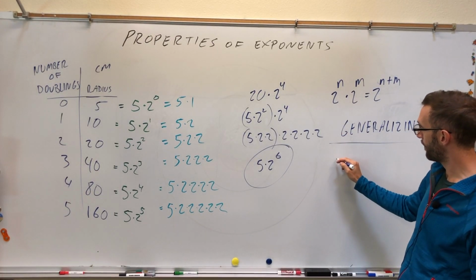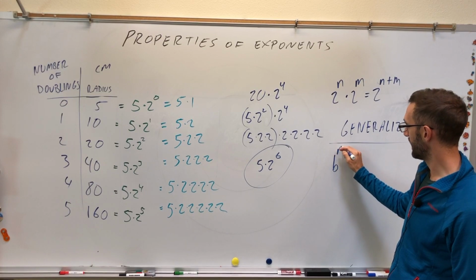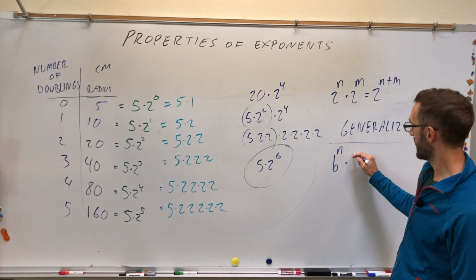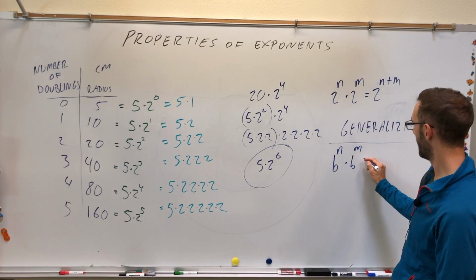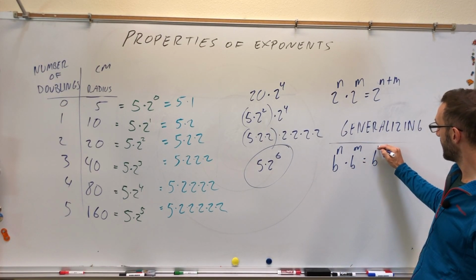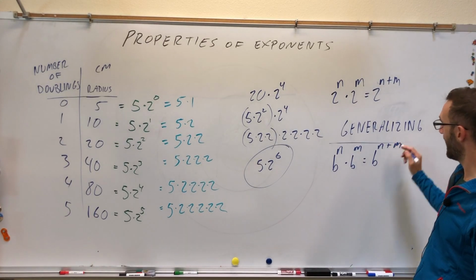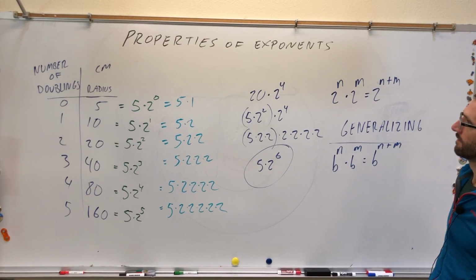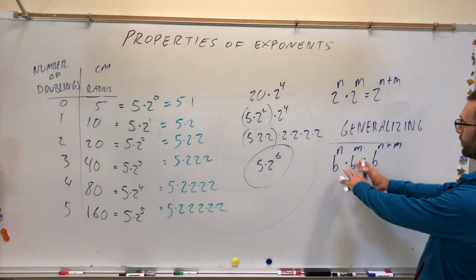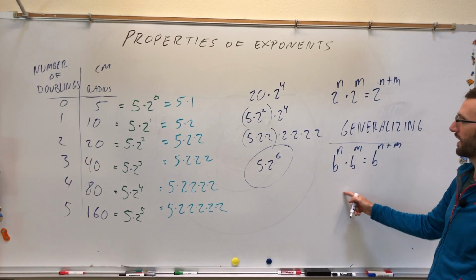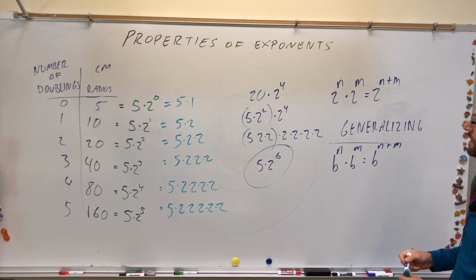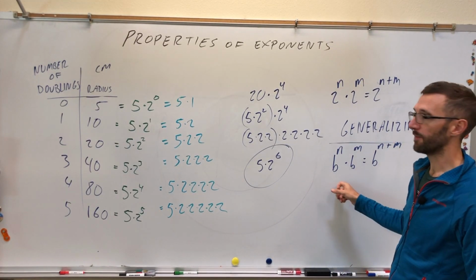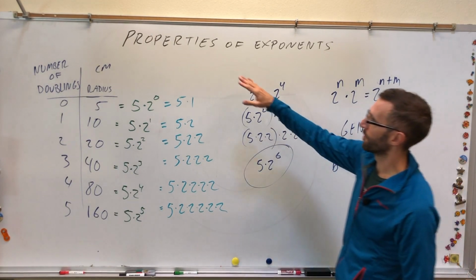If you have any base, we'll call it b, to the nth power times b to the mth power, that means you're going to have b to the n plus m. So this is a general rule, called the product rule of exponents. If you're multiplying powers, you add the exponents. But the bases have to be the same. So here are some properties of exponents.